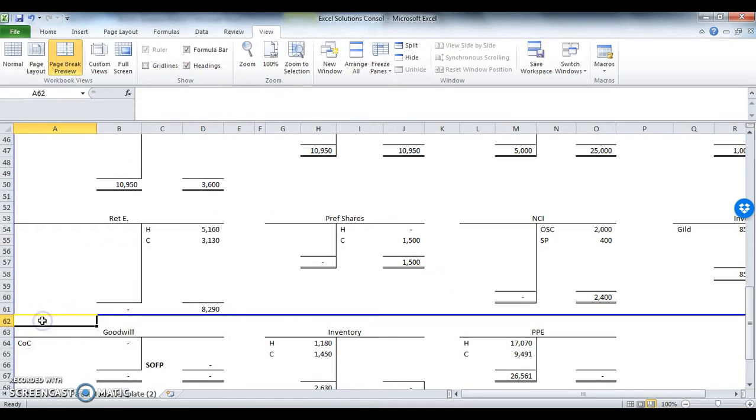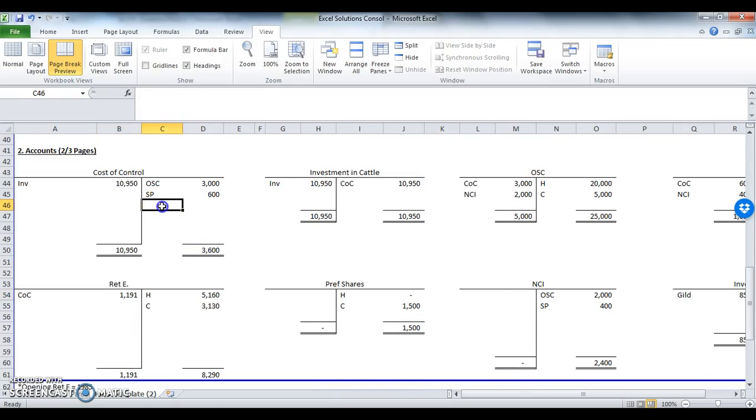So we'll just put here, opening retained earnings equals 1985. I'll just put that as a star, because what we're going to do then, in terms of here, to bring to the cost of control, we will do 1985 times 0.6. So you're only going to bring your proportion of the opening retained earnings at the date of acquisition, 1191. And similarly, the NCI should get the other proportion, plus 1985 times 0.4.